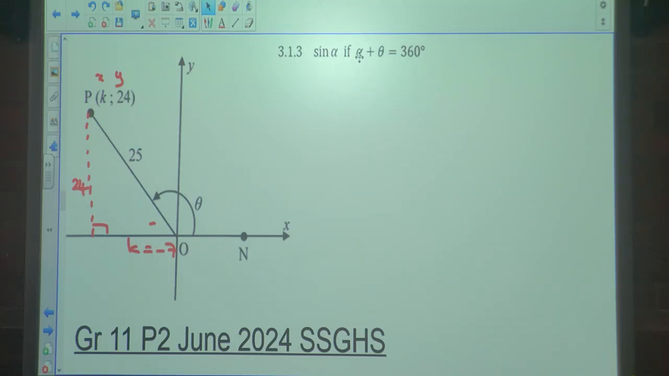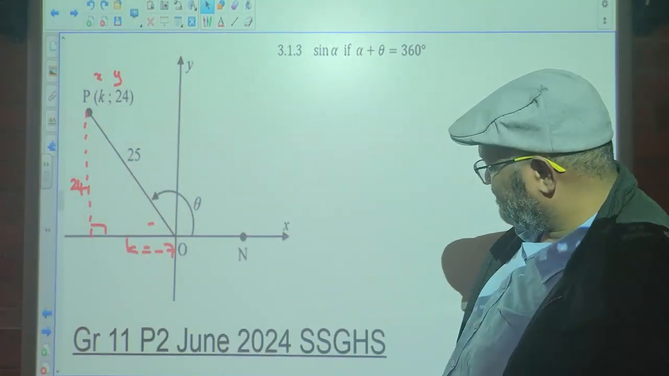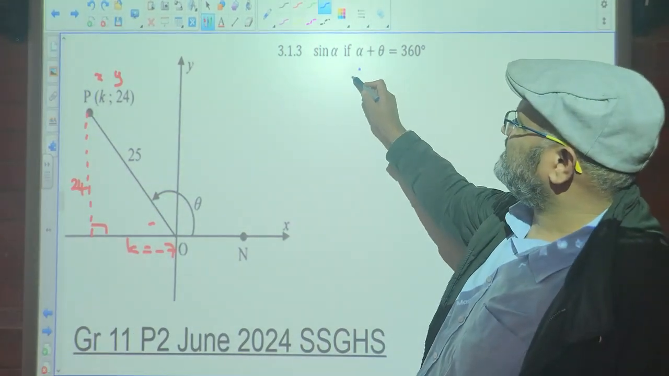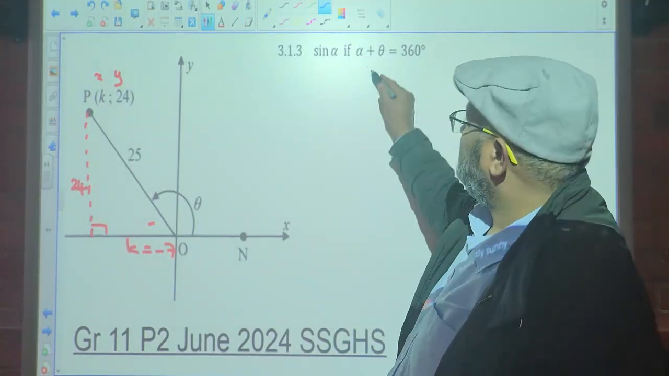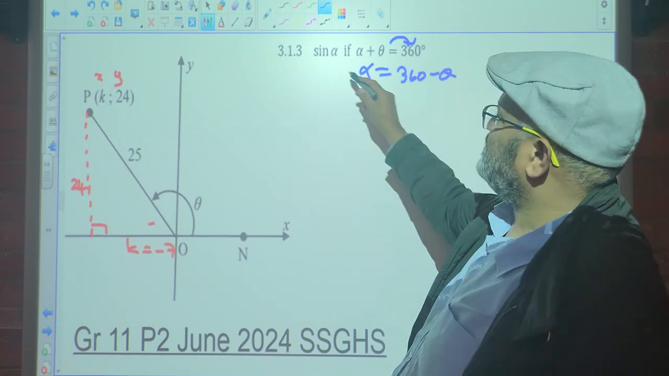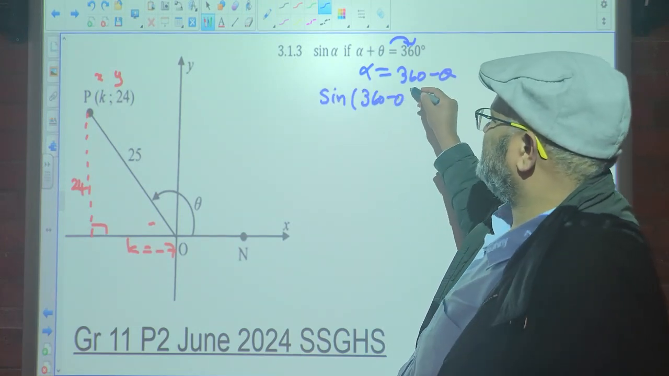In 3.1.3 we are told to determine sine of alpha if alpha plus theta is 360 degrees. But remember that the diagram gives reference to theta and not alpha. So we must write alpha in terms of theta. So alpha is equal to 360 minus theta. So in other words, sine of alpha is sine of 360 minus theta.